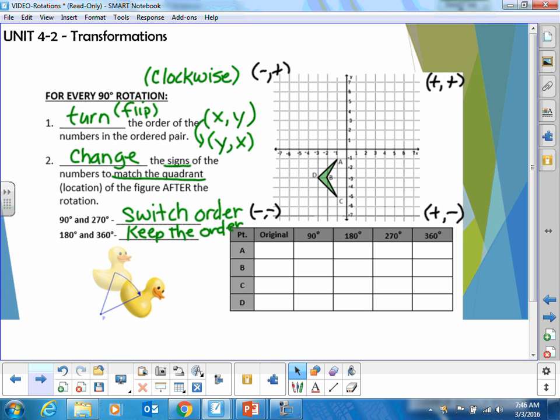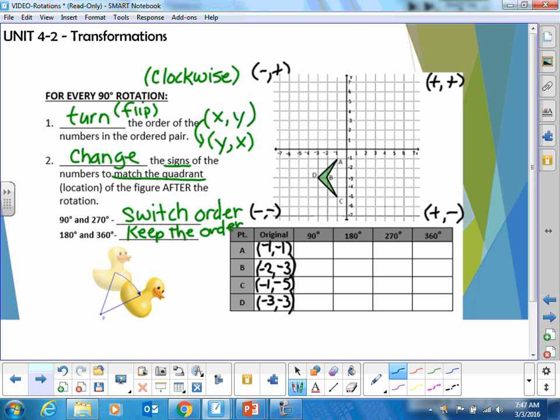So if we look at our original, what are the original points? I'm going to put those in black. So the first point A is at -1, -1. Point B is at -2, -3. Point C is at -1, -5. And point D is at -3, -3. And we know that because it's in the third quadrant, so all of my signs should be negative. So that's why they're all negative. -1, -1, because the third quadrant, both numbers have to be negative.